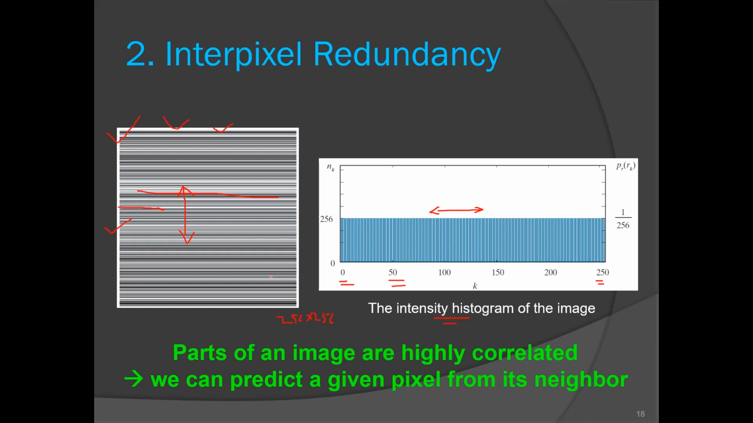So this example is showing the interpixel redundancy. What is the meaning of interpixel correlation? If I consider two neighboring pixels, I can predict the value of this neighbor from the value of this pixel. So if we just store the value of this pixel, and if required, I can determine the value of this pixel from its neighbor. This is how we can remove the interpixel redundancy.